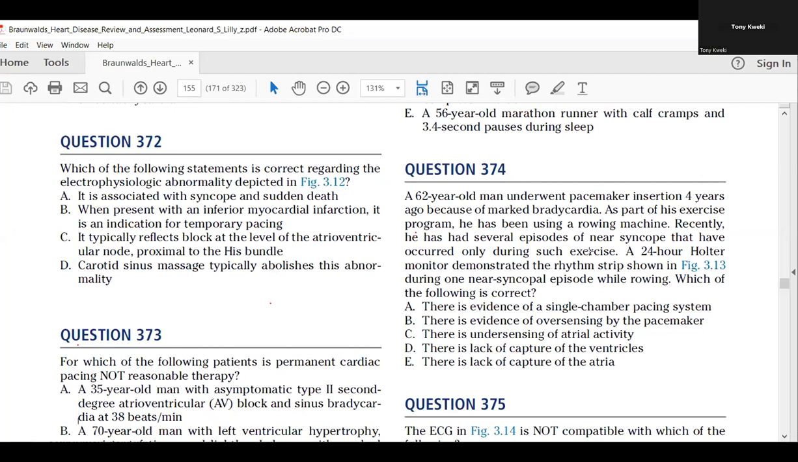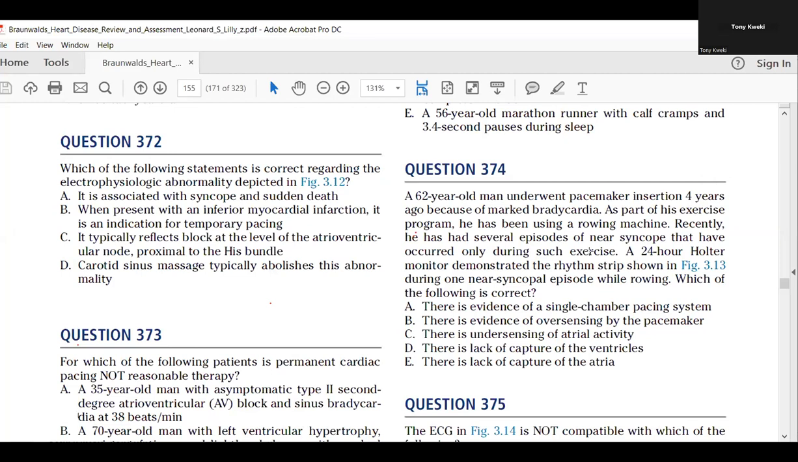And then we also see that there is lack of capture of the ventricles. Of course, that's not true because you can see that there was a capture when that oversensing happened during the muscle contraction. There's lack of capture of atria. That's not true because, of course, you could see those spikes before that issue happened.